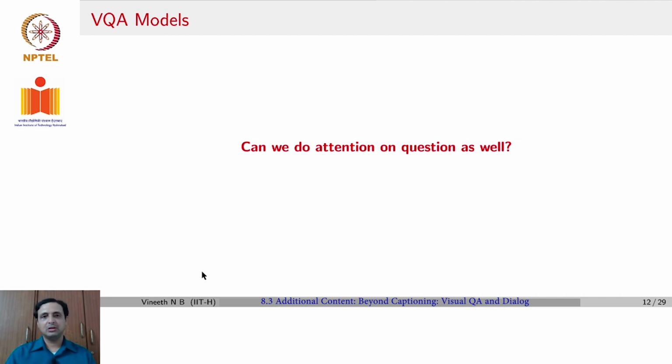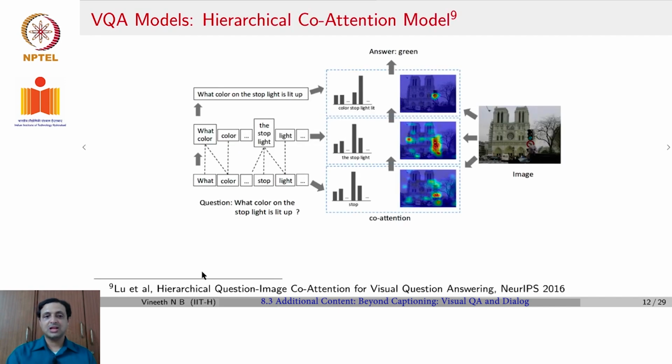But now we ask the question, can we also introduce attention in the question? This was done in a model known as the hierarchical co-attention model. This was published in 2016 NeurIPS. In this particular model, we have co-attention, which means we attend both on parts of the image as well as parts of the question. And the hierarchical part comes from, we first get an embedding at a word level of the question, then at a phrase level of the question, and finally on the entire question itself.